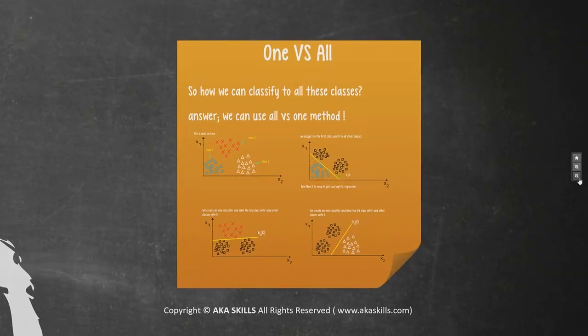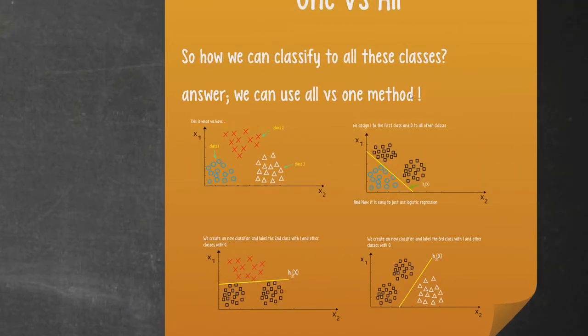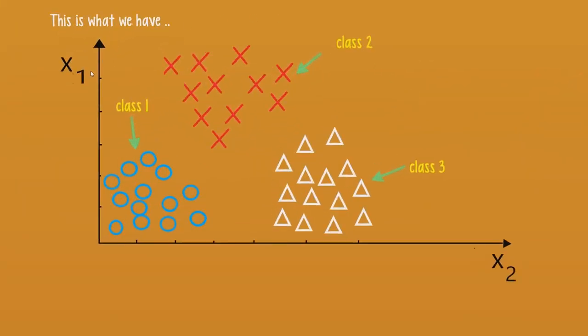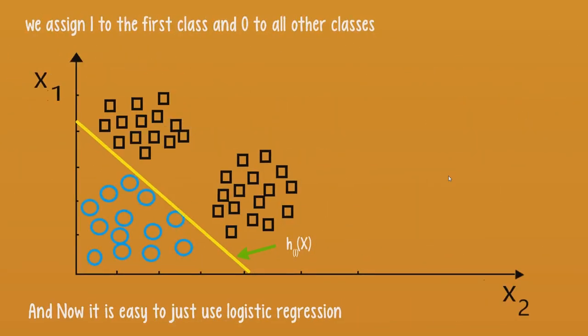So what's the solution for that? This solution is called one versus all classification. How can we classify all these classes? We can use the one versus all method. What do we mean by that? Let's call this class 1, this class 2, and this class 3.